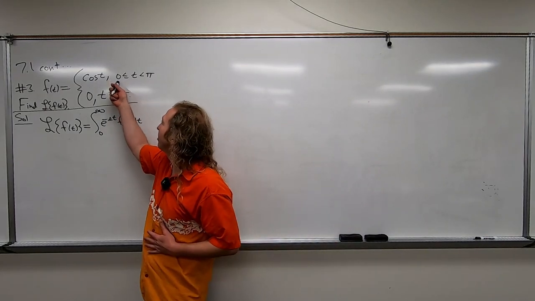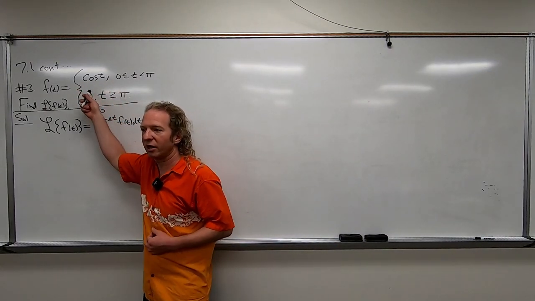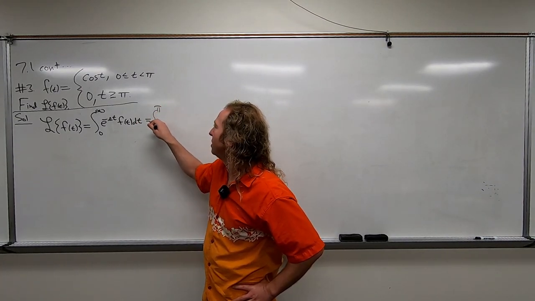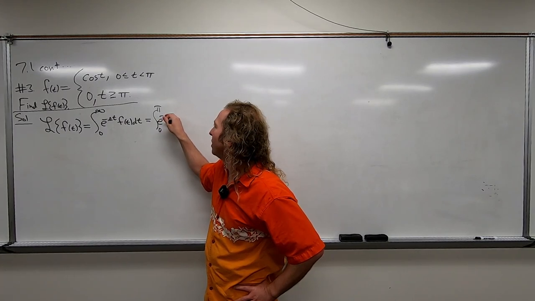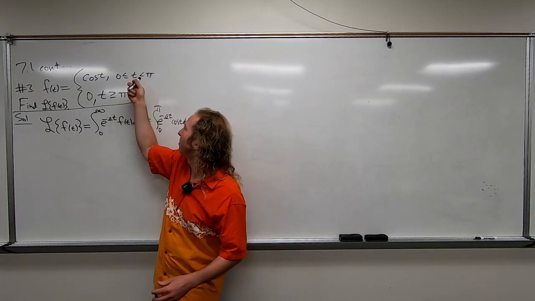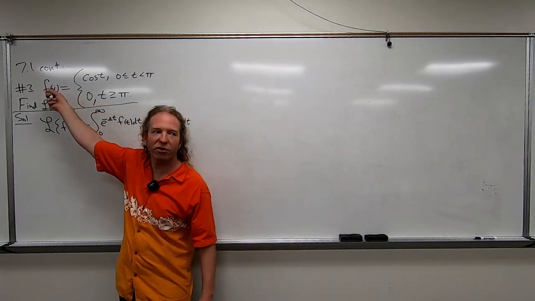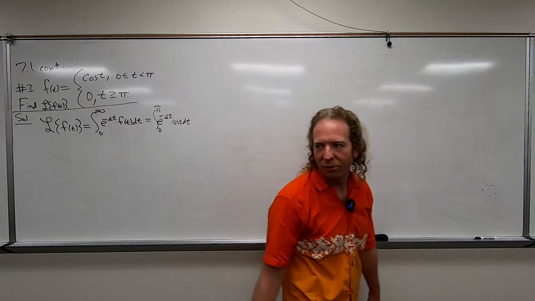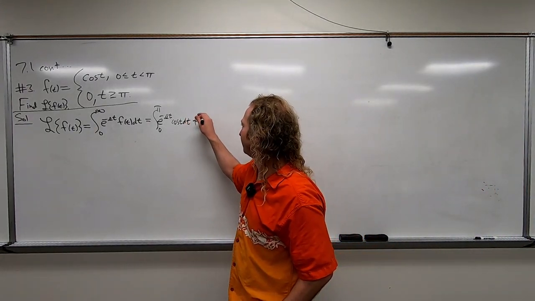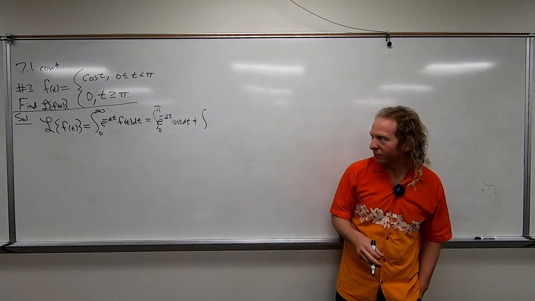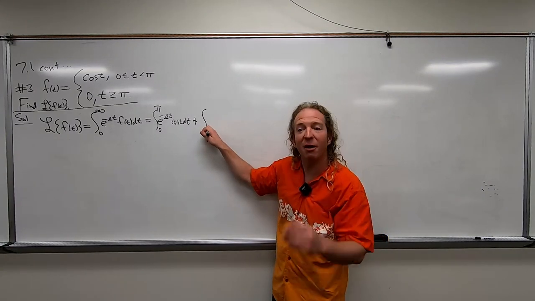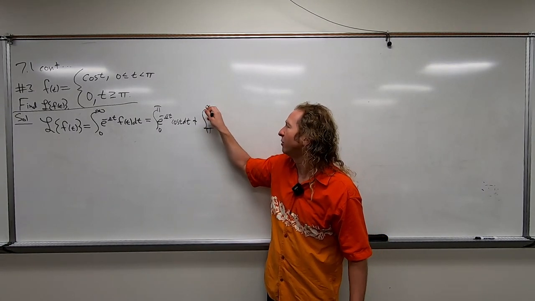Between 0 and pi, it's going to be cosine. So this will be equal to, from 0 to pi, e to the negative st, and then cosine t dt. From 0 to pi, we replace f with the cosine function. And then, just to be complete, the second piece is going to go from where to where? Anyone know? What is pi to infinity? Very good. Pi to infinity.